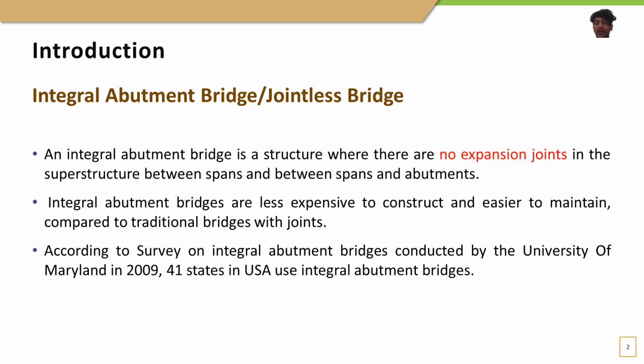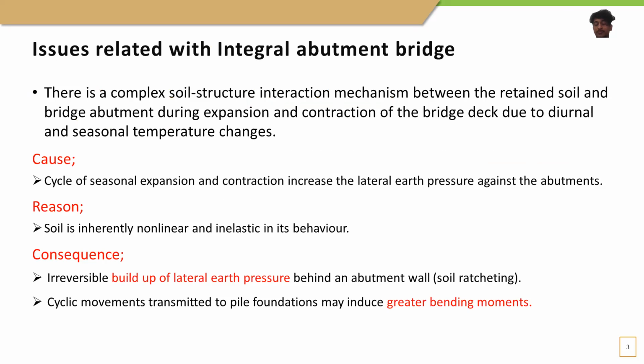Though it does have many advantages over the traditional type of bridges, it also has some inherent geotechnical issues. Because of the daily and seasonal temperature changes, the abutment will move inward and outward due to the expansion and contraction of the bridge deck. Because of that, a complex soil structure interaction mechanism will happen between the retained soil and the bridge abutment. As a consequence, the lateral earth pressure behind the abutment will start to build up.